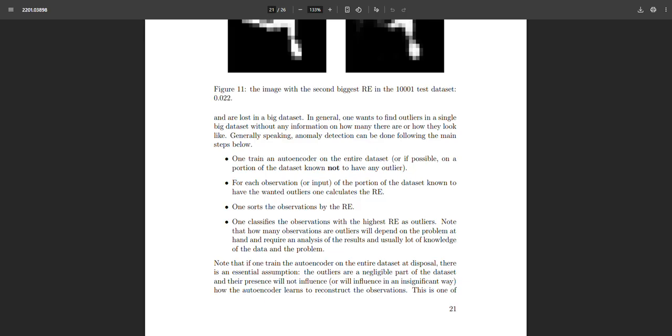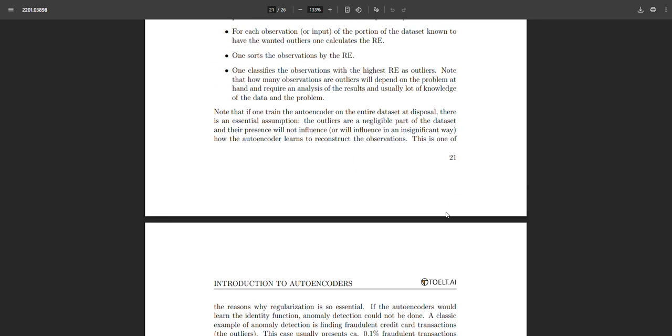This is an essential assumption here. The outliers must be a negligible part of the entire dataset. If you train the model on a dataset that is heavily contaminated with anomalies or outliers, the autoencoder will learn to reconstruct those outliers and the technique will fail. Classic examples of this application include finding fraudulent credit card transactions and fault detection in industrial environments, where anomalies typically represent less than 0.1% of total data. The autoencoder proves to be a powerful and effective tool for finding those needles in a haystack.